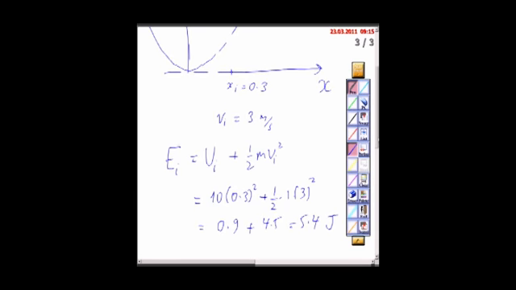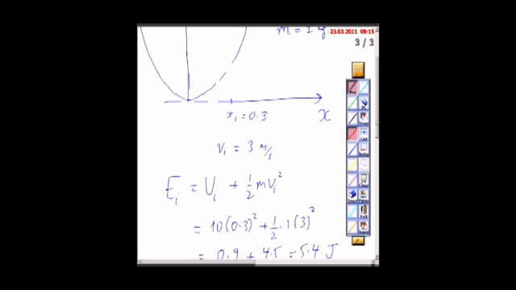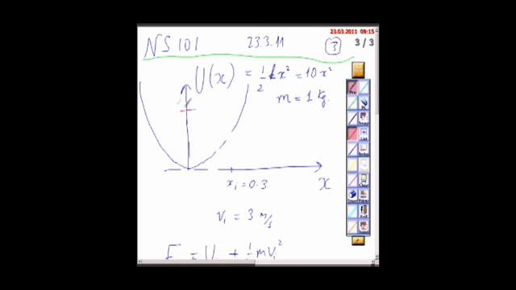I found that E is 5.4 joules. So here is my potential energy, this much, plus I had a bit of kinetic energy. This is kinetic energy initial. This much is potential energy initial. And that's how I figured out how much energy I had. Okay?